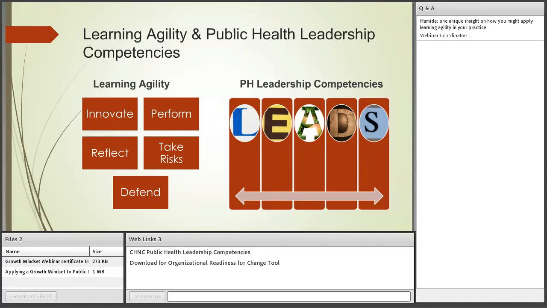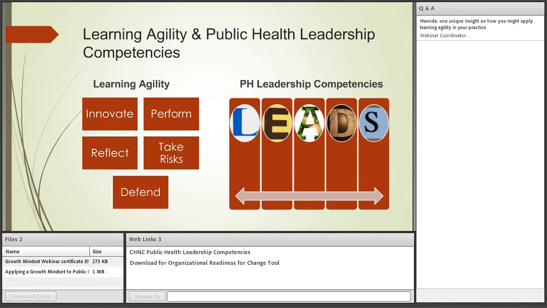innovate, let's say the first component of learning agility. Well, innovation is very connected to the systems transformation domain of the LEADS framework, right? And LEADS is, as I was mentioning earlier, the foundational framework for the public health leadership competencies. So when you're innovating, you are trying things differently. Like in Sandy's case, maybe the strategies that worked in one project may not work in a different project. So you need to be able to find a different way of doing your day-to-day business.